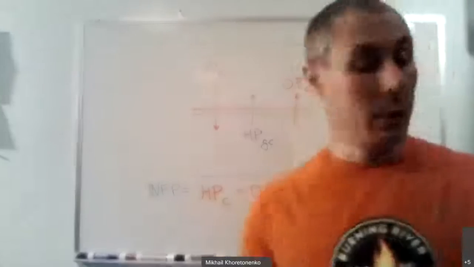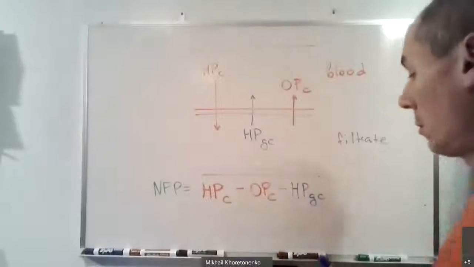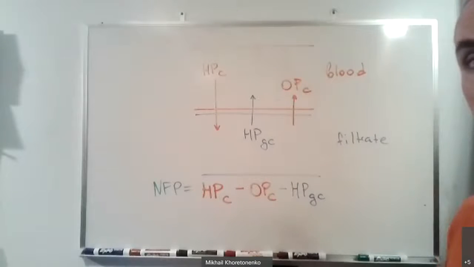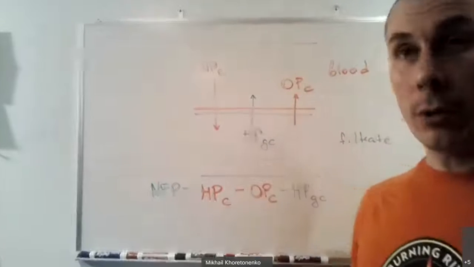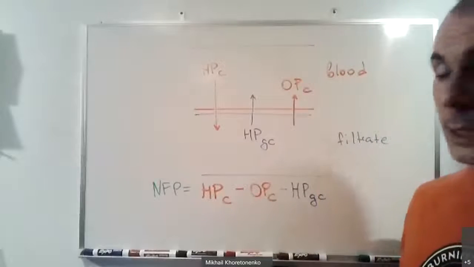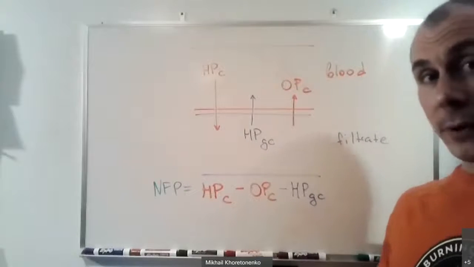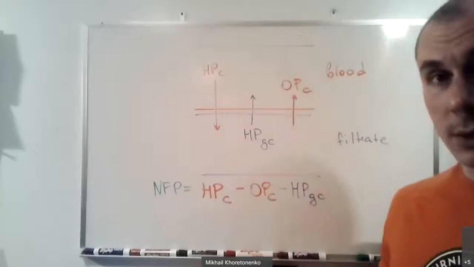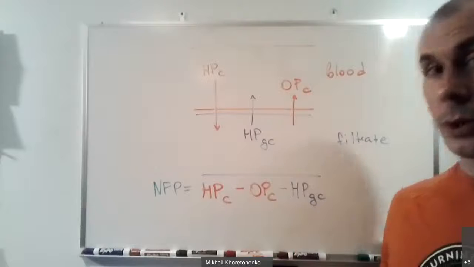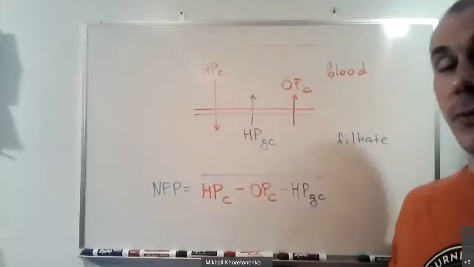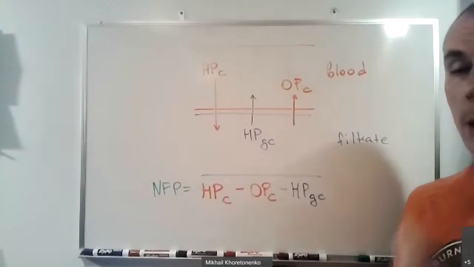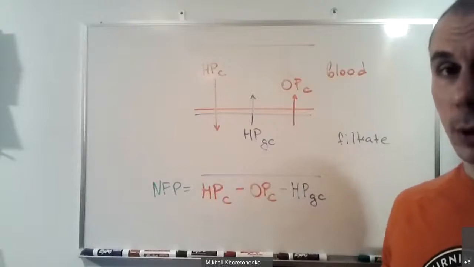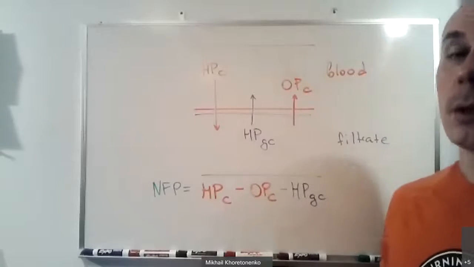So what is filtered? Water, ions, glucose, urea, nitrogenous wastes. Small molecules are filtered because they fit between so-called foot processes of podocytes. What is not filtered, what is not going into the future urine, are red blood cells, any cells, or proteins. Large molecules stay in the blood.